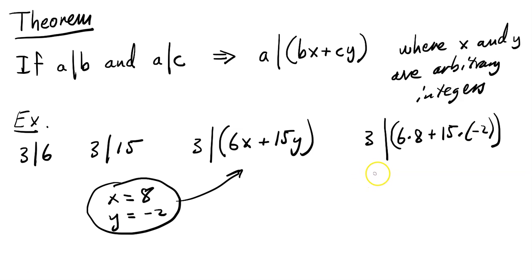Is that true? Okay, let's check. 6 times 8 is 48 minus 30. So this is 3 divides 18. And that is true because 3 times 6 is 18. So you see here that if this is the case, then 3 divides this sum, for example, if you choose 8 and minus 2. But you could choose any other two integers than this and it still would follow. So that's the content of this theorem here. So let us prove it.